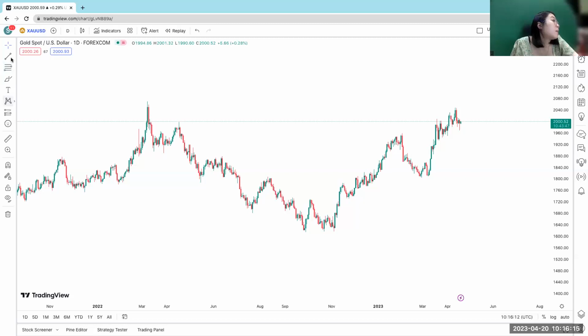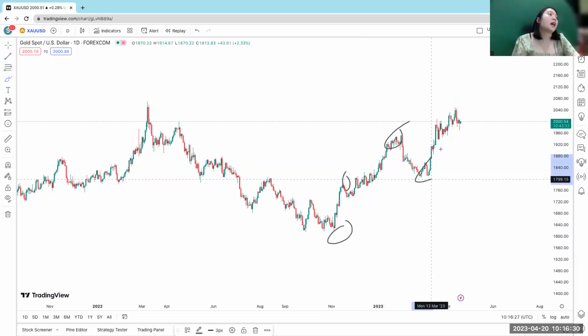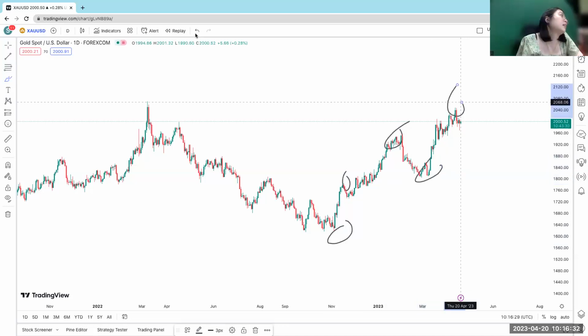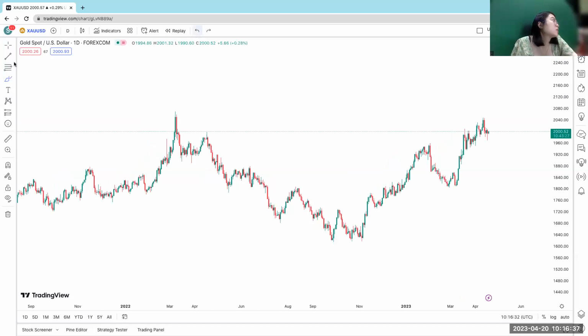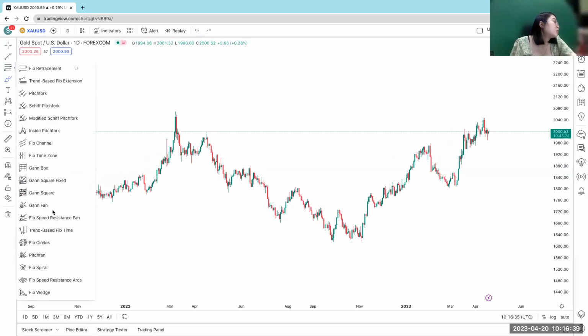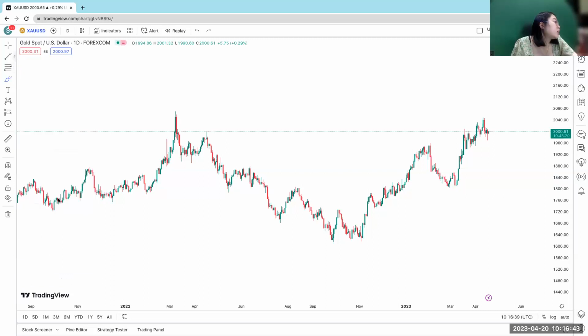Right now, it looks like it's going up because of the higher highs, higher lows, and higher highs as well. Another higher high there. So XAU USD looks like it's going on an uptrend. Let me try to find a channel.